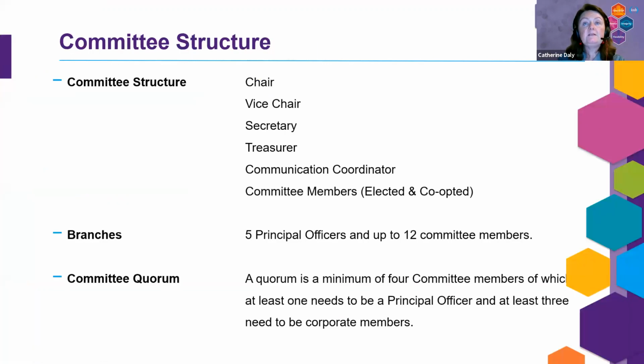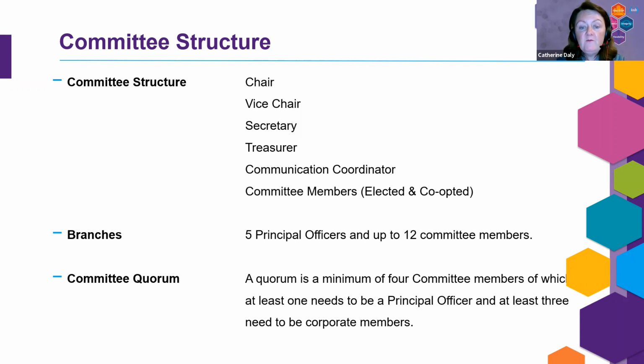And looking at the structure, as I say, this won't be news to you anyway. What I'm looking at here are the main structures. Not every committee necessarily has a vice chair, so sometimes that's missing. But in general, you have chair, vice chair, secretary, treasurer, communications coordinator, and then the elected committee members. And like yourselves, you can have co-opted members as well. So again, you've been through that, so you're familiar with that.